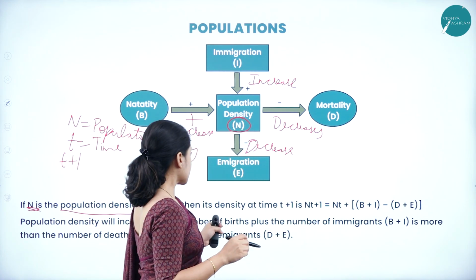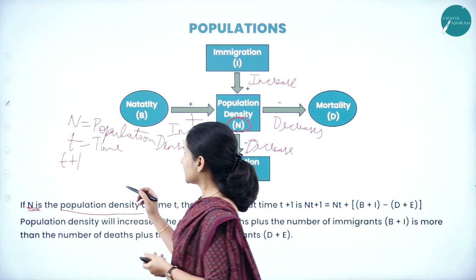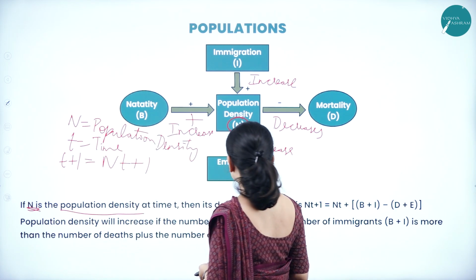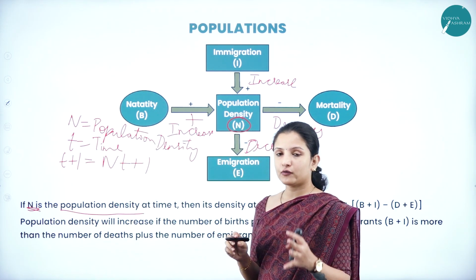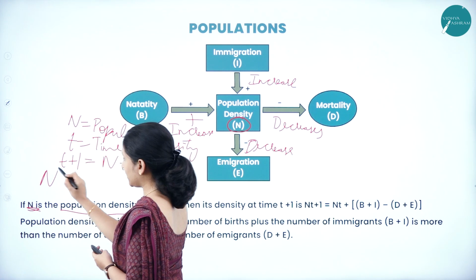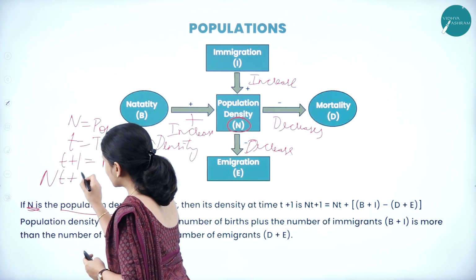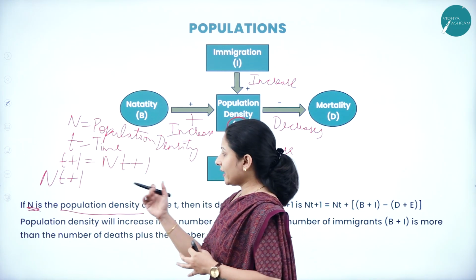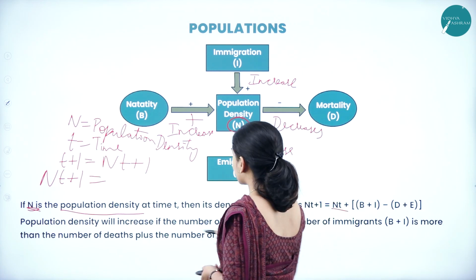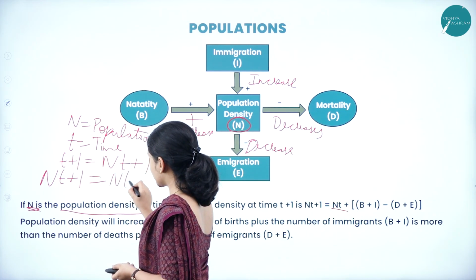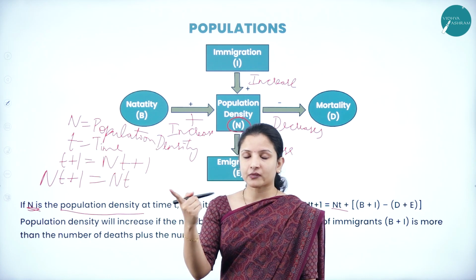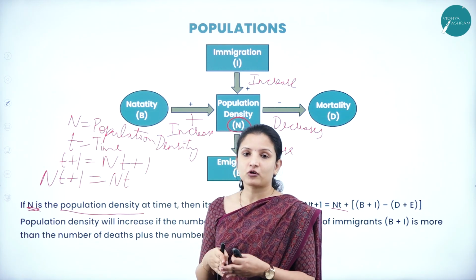So, the density at time T plus 1 is nothing but Nt plus 1. Therefore, the density of a population at time T plus 1, that is maybe after a week, maybe after a year, can be calculated as equal to Nt. Nt means the density of a population at time T. So, say for example, T plus 1 is maybe 1 year, after a year. T is at that particular time what the population was.